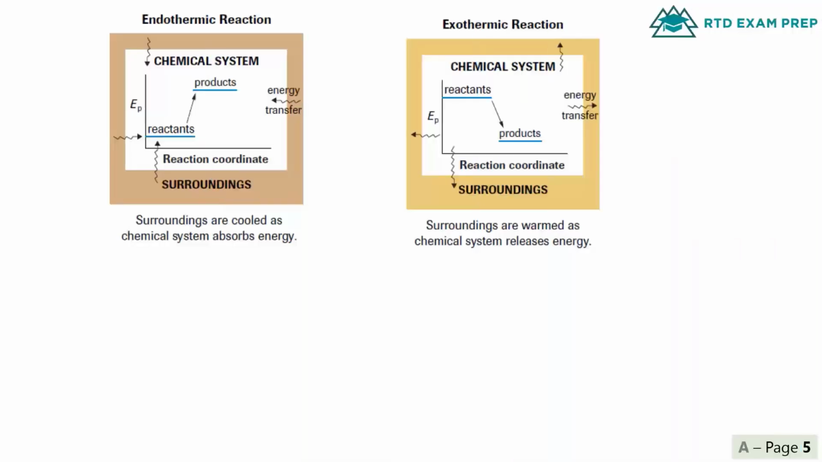These are just illustrations to remind us that in an endothermic reaction, the surroundings are cooled as the chemical system absorbs energy. We can see that we have an increase in potential energy from reactants to products in an endothermic reaction. But thermal energy has to be taken from the surroundings in order to increase the potential energy of the chemical system. In an exothermic reaction, there is a decrease in potential energy from reactants to products. And this happens because the surroundings are now warmed as the chemical system releases energy.